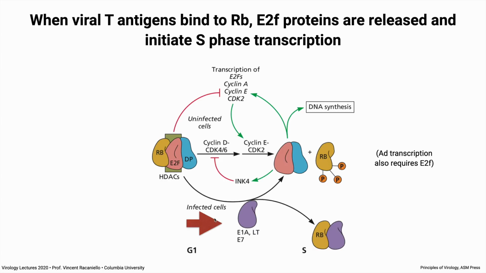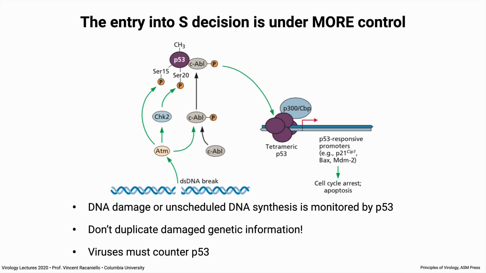And viruses can bypass all of that by simply binding RB with their T proteins, the only protein that's present in all tumors. So when viral T antigens bind RB, E2F are released and initiate S phase transcription. However, there's one more control over the entry into S, that DNA synthesis phase. So let's say that the T antigens have bound RB and now the cell is proceeding into DNA synthesis. There's one more checkpoint that cells have there, and that is P53.